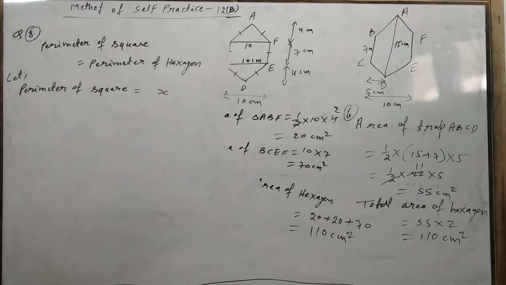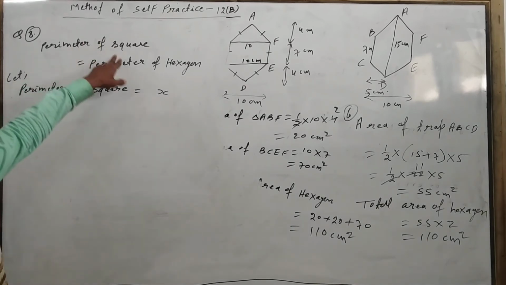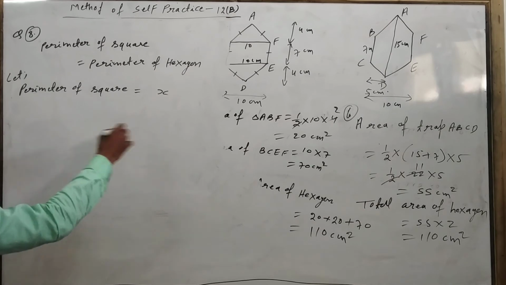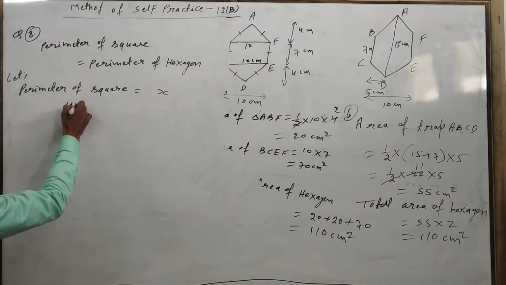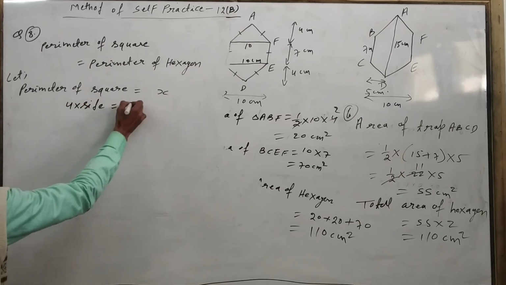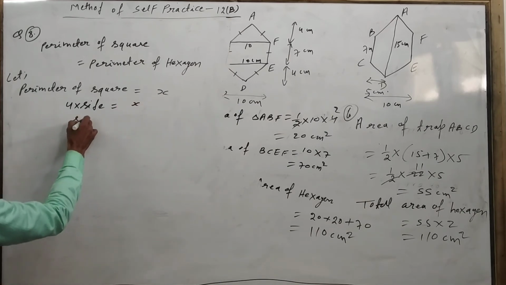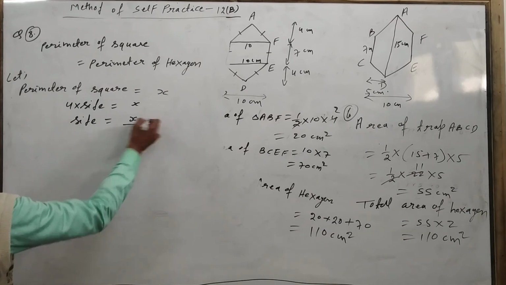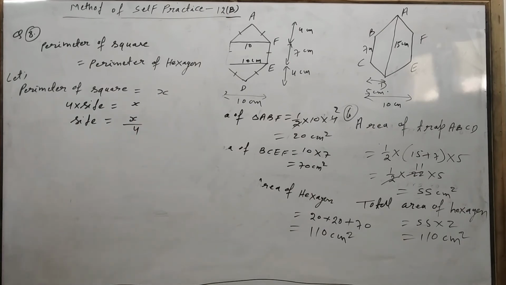So both perimeters are equal. The perimeter of the square is equal to the perimeter of the hexagon. I have supposed the perimeter of the square is equal to x. Now we use the formula of perimeter of a square: 4 into side is equal to x. So the side will be x upon 4. This is the side of the square.